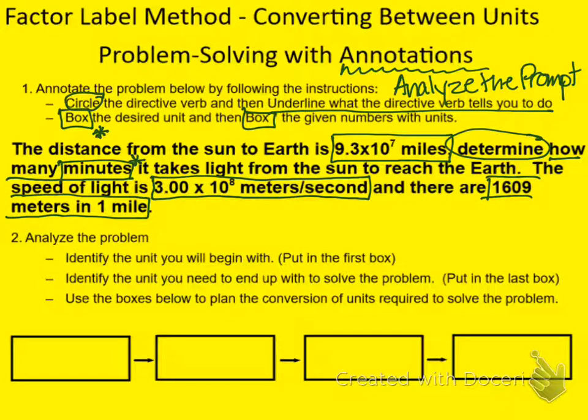So now we want to look at the problem and figure out where am I starting, what's my given value, and what am I trying to get to. So I'm going to identify my beginning unit. That would be the number of miles from the sun to Earth. So our first unit is in miles. Okay, right now I'm making a plan. Then we want to end up with something. We want to end up in minutes.